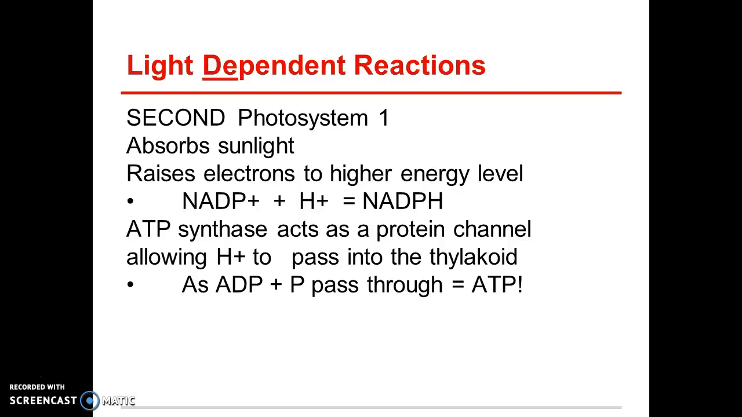ATP synthase acts as a protein channel, allowing the hydrogen to pass into the thylakoid. As ADP and phosphate pass through, ATP is made. So basically you just need to know that what comes out is NADPH and ATP. You don't need to know the details on how that all works, but that's what comes out of the light-dependent reaction. So basically the molecules of energy that are going to be needed later in the next reaction are made.